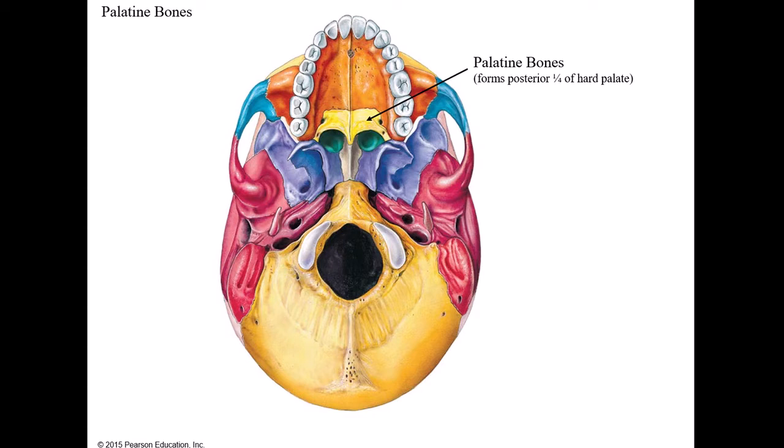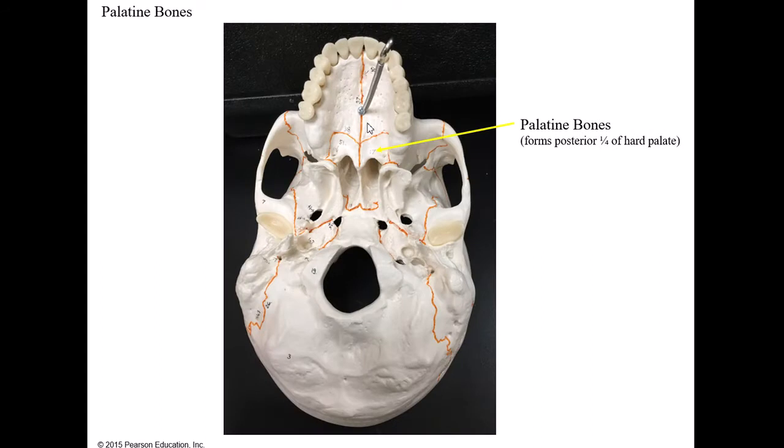The next two bones are the palatine bones. So I just put here, guys, that they form the back 1/4 of the hard palate. Right? This is your palatine process forming the front 3/4. This is forming our back 1/4. All right, so we have two palatine bones. And here it would be on our skull model.